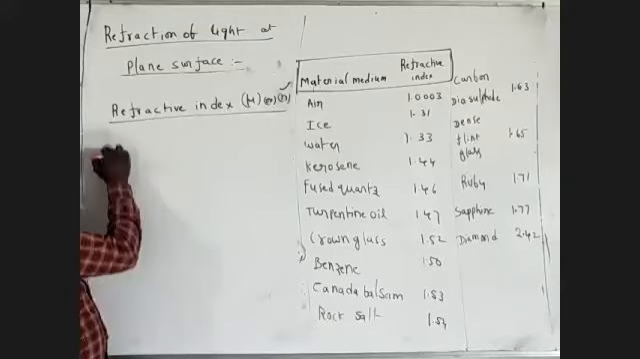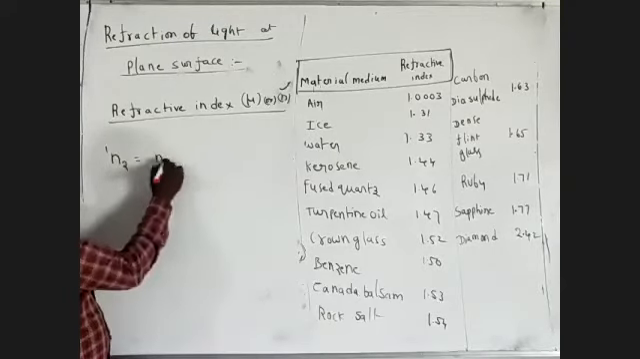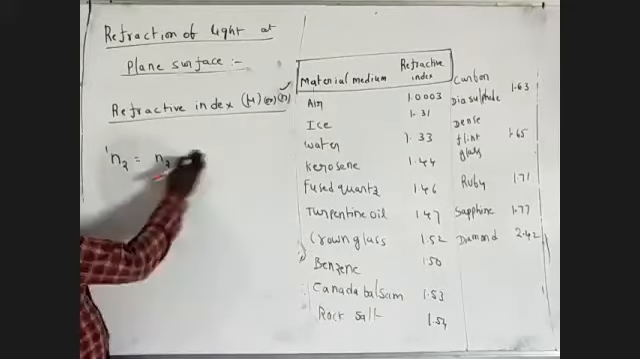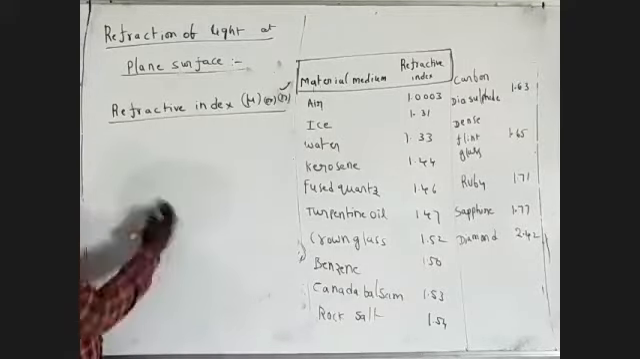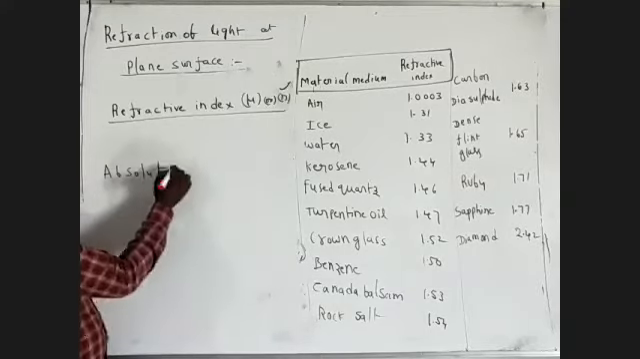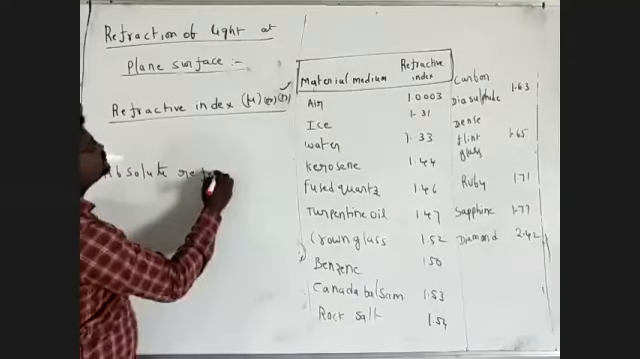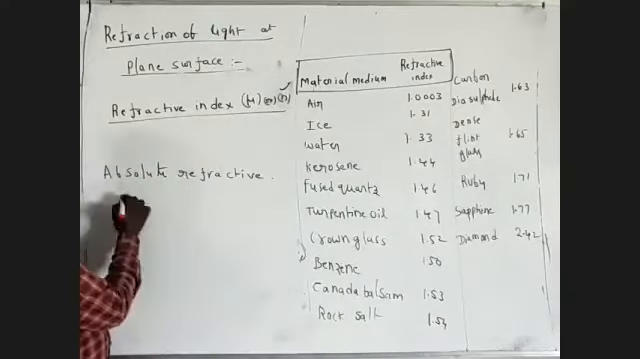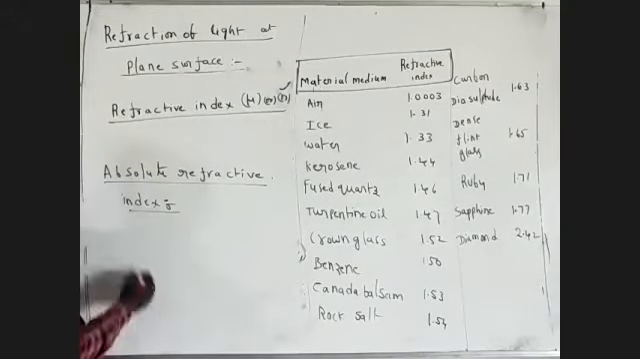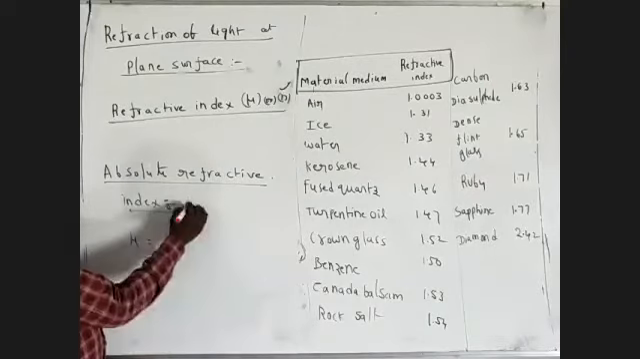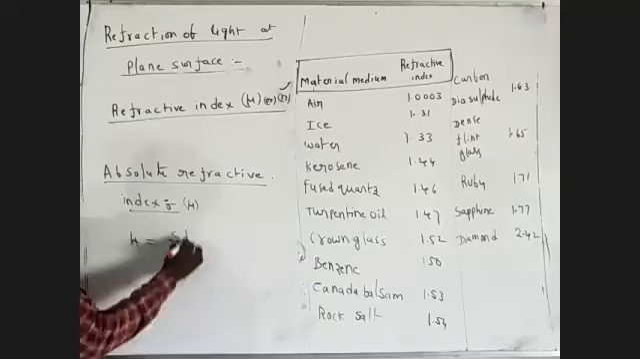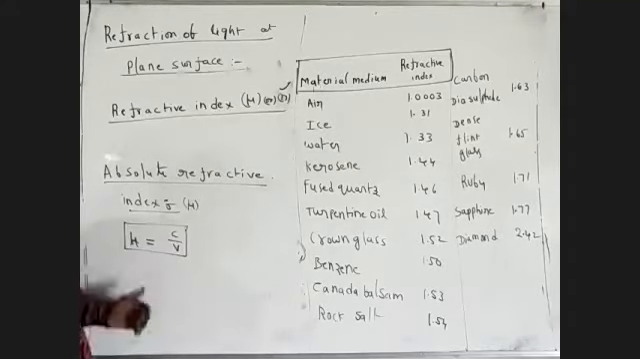You can write n21. Here we are going to write absolute refractive index. First of all, I'm going to explain absolute refractive index. Absolute refractive index means mu is equal to c by v. This is the absolute refractive index.